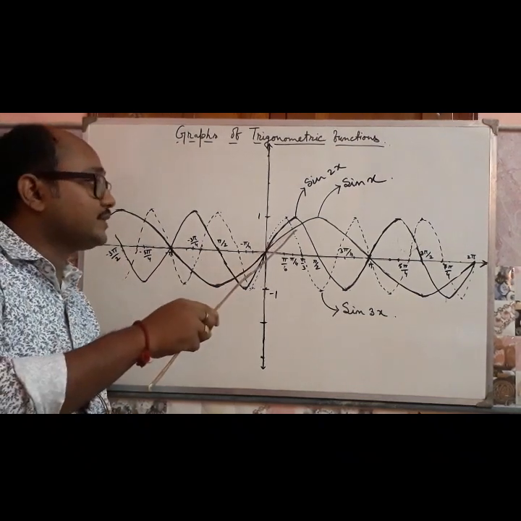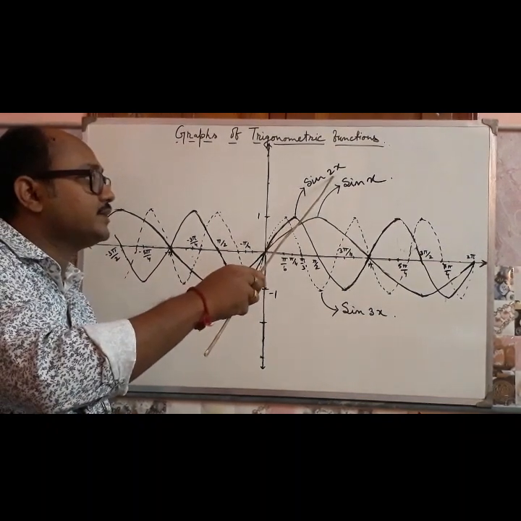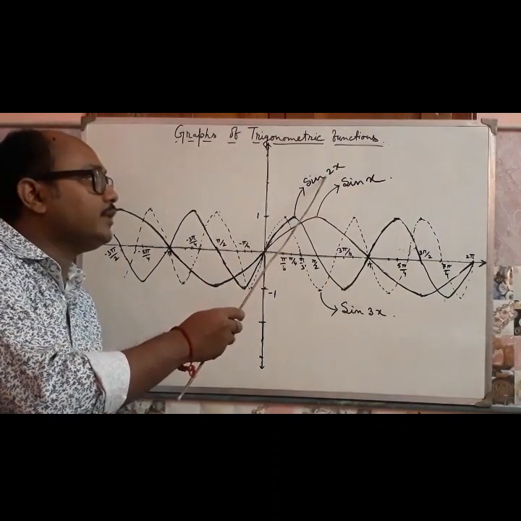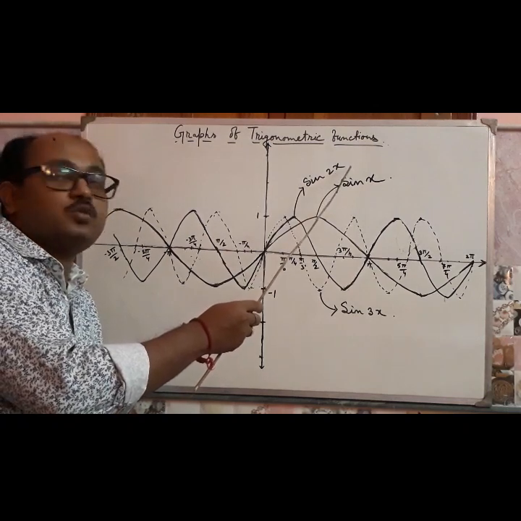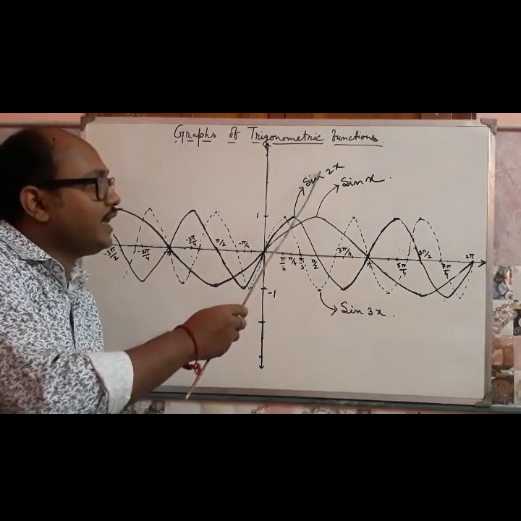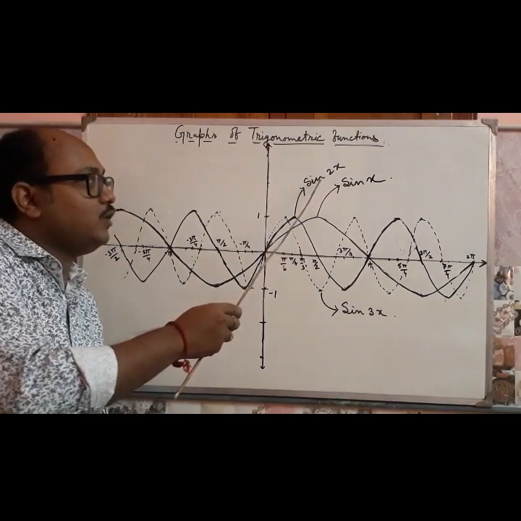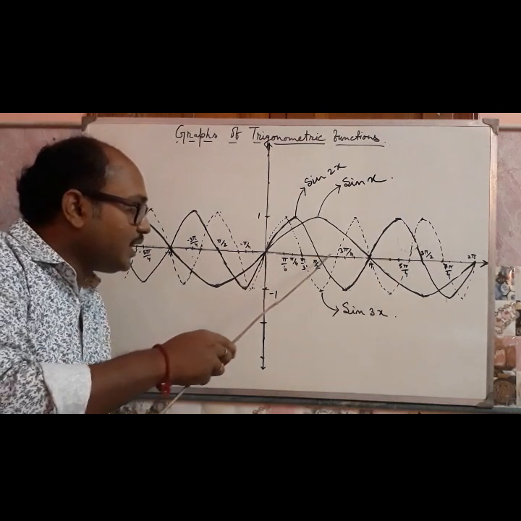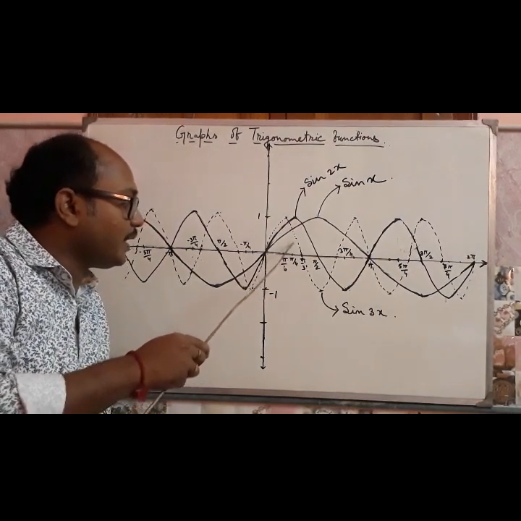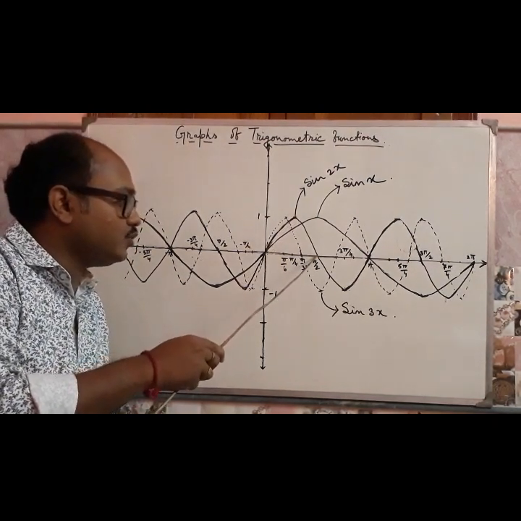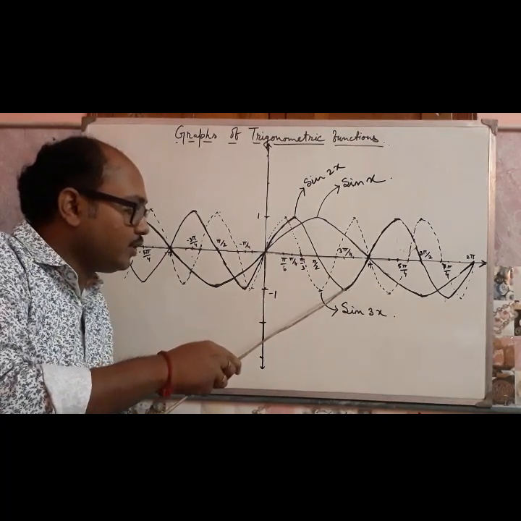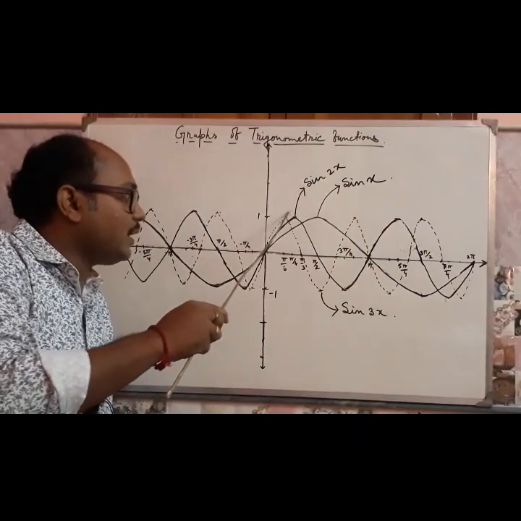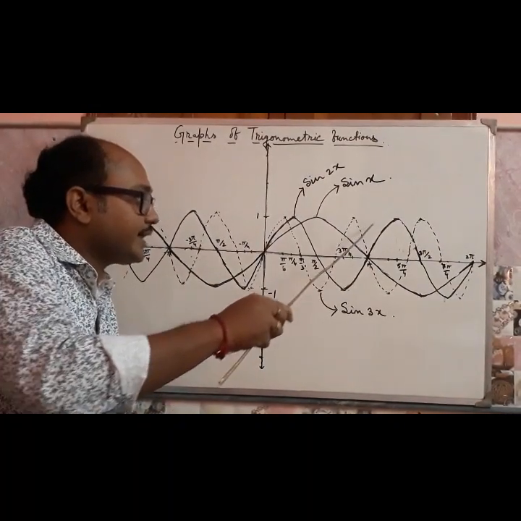Now sin 2x. If we write here 2x, then if x equals pi by 4, this 2x becomes pi by 2. That is, for x equal to pi by 4, the total angle becomes pi by 2, so the value of sin pi by 2 becomes 1. That means the period is decreasing. You see, for pi by 4 it is 1, then for pi by 2 it is 0, then for 3 pi by 4 it is minus 1, then for pi again it is 0. This is the graph of sin 2x.